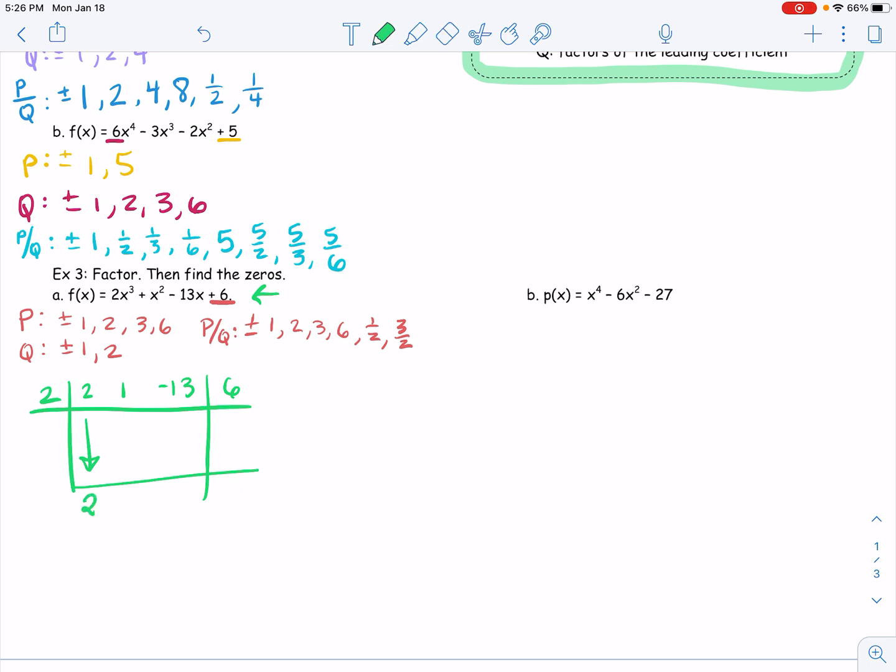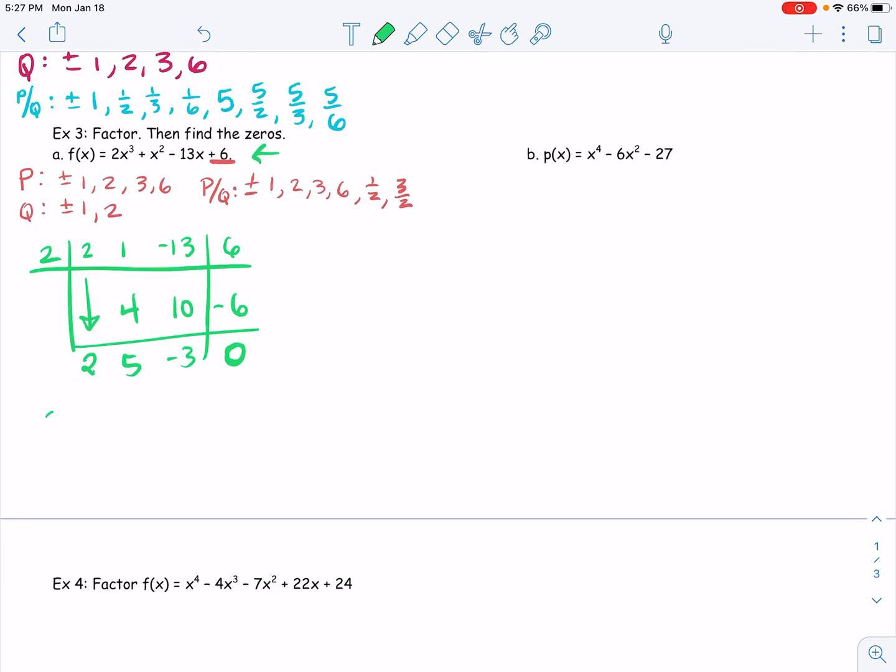So drop down that 2. 2 times 2 is 4. That would be 5, 10, -3. Oh my God, that was awesome. It worked. I got a remainder of 0, which tells me that 2x cubed plus x squared minus 13x plus 6 factors into x minus 2 times 2x squared plus 5x minus 3. This is wonderful.